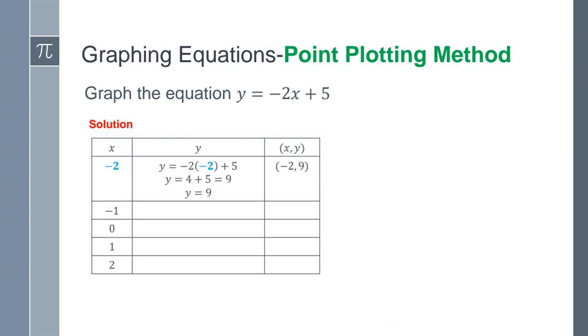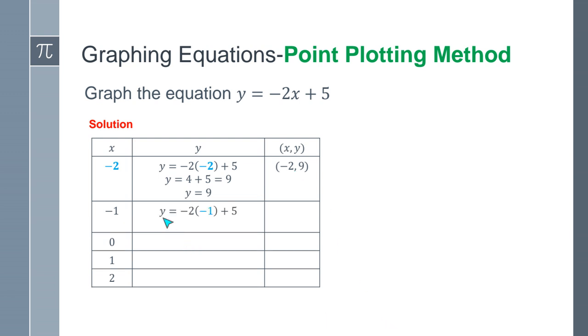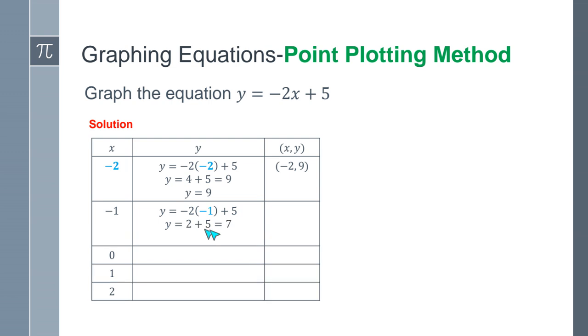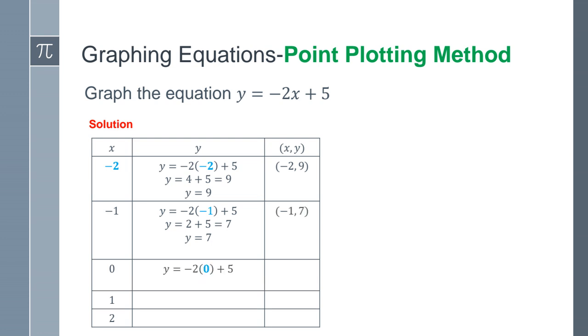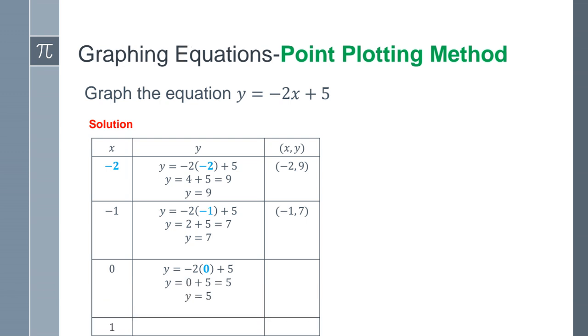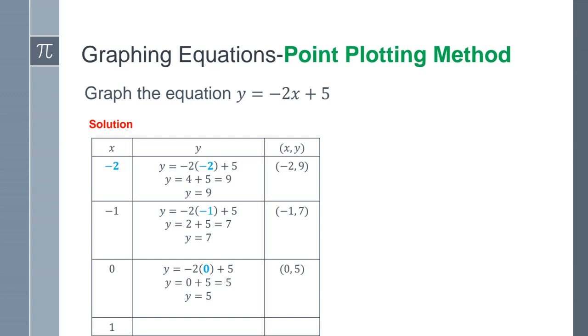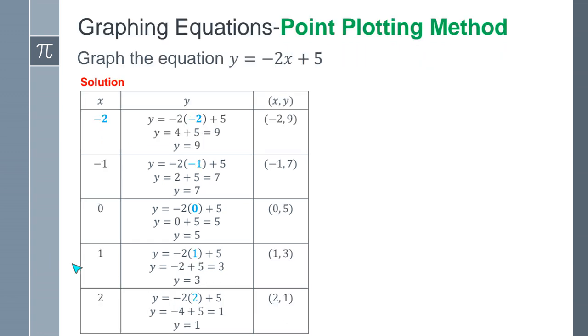Then we go to -1, and we do the same thing. Substitute -1 for x, so -2 times -1 is +2, plus 5 is going to be 7. So my ordered pair is -1 and 7. And then we do the same for 0. So -2 times 0 is 0, plus 5 is going to give us 5. So our ordered pair is 0 and 5. And we keep going. We do the same for 1 and 2, and we get the points 1 and 3 and 2 and 1.